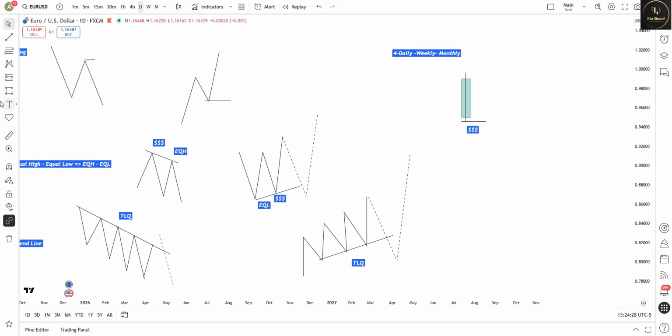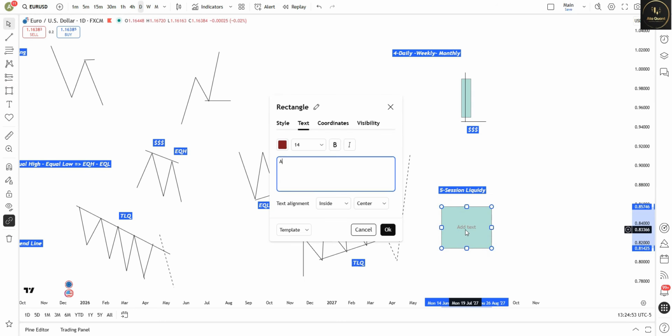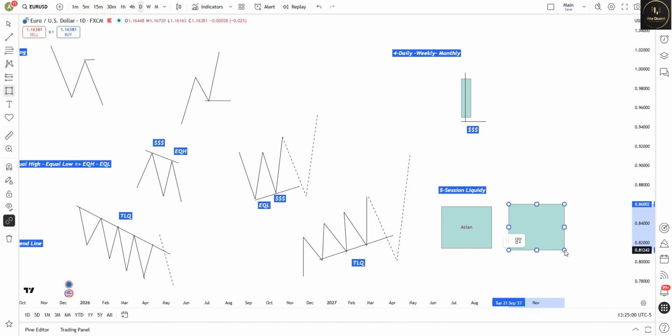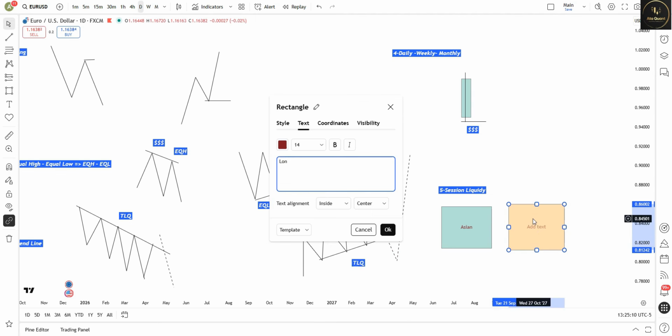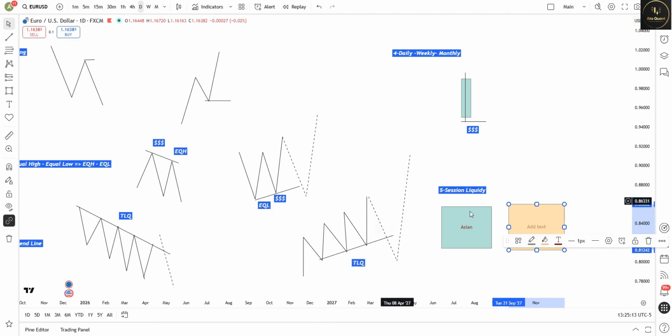The fifth type of liquidity that we want to discuss is actually session liquidity. You know that the market is made up of different sessions, like the Asian session, the London session, and the New York session. The best places for us in terms of liquidity are the Asian session and the London session. These are the two sessions that I'm drawing here, and you can identify them using certain indicators. This is the London session right here. We draw it here.